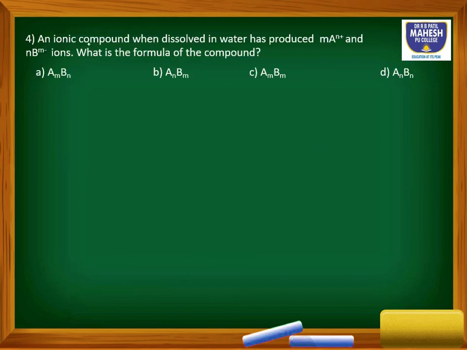Question number 4. An ionic compound when dissolved in water produces M^(a+) cation and N^(b-) anion. What is the formula of the compound they told? Okay, let us understand this with the help of an example. Al2O3. Students, this 2 indicates the number of aluminium as well as the charge present on oxygen. This 3 indicates the number of oxygen as well as the charge present on aluminium. So when I ionize, I am going to get 2 Al3+ ions and 3 O2- ions.